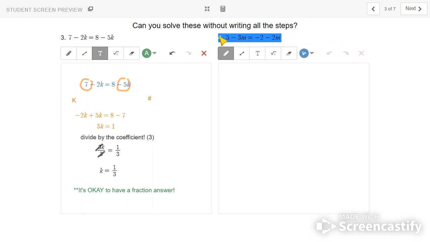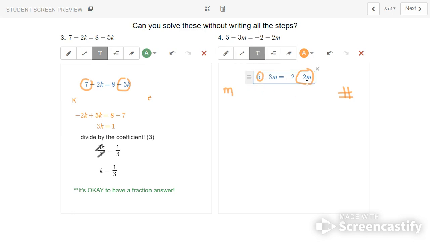Let's look at this equation now. We're going to do the same thing. We need to rearrange things so that it's in the right place. I want all the m's on one side, and I want all the numbers on the other side. That means this 5 is in the wrong spot, and this subtract 2 is also in the wrong spot. The opposite of a plus 5 here would be minus 5, and the opposite of subtract 2m would be plus 2m.